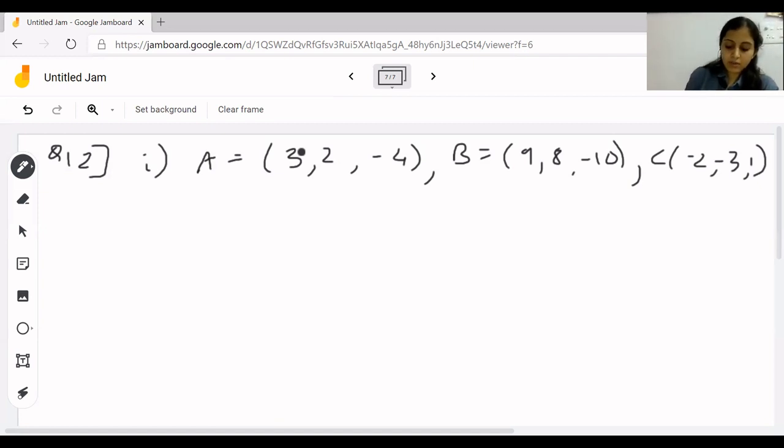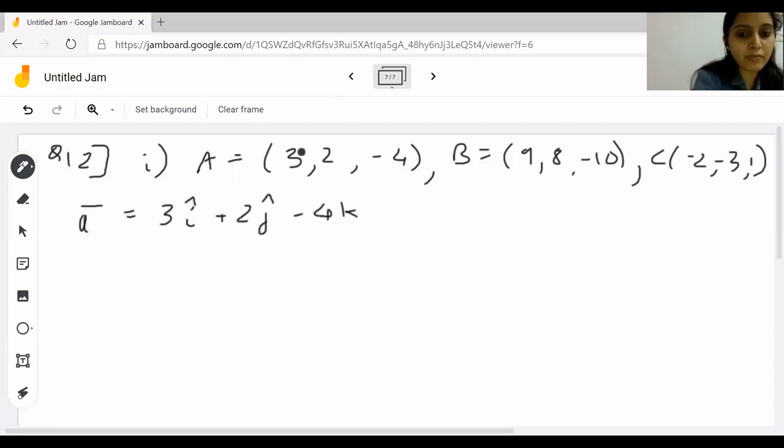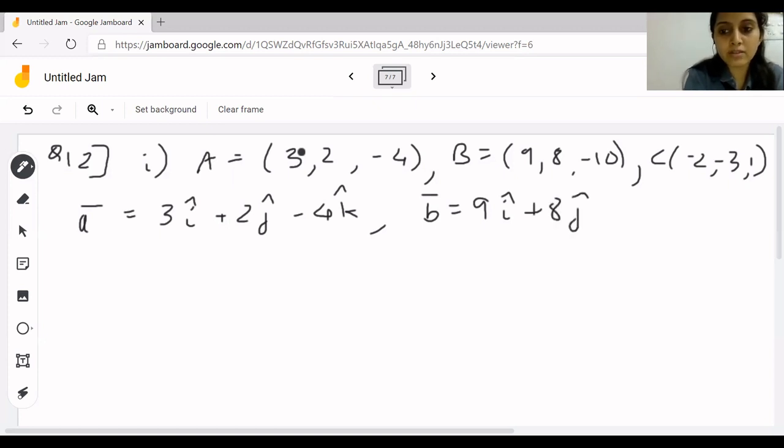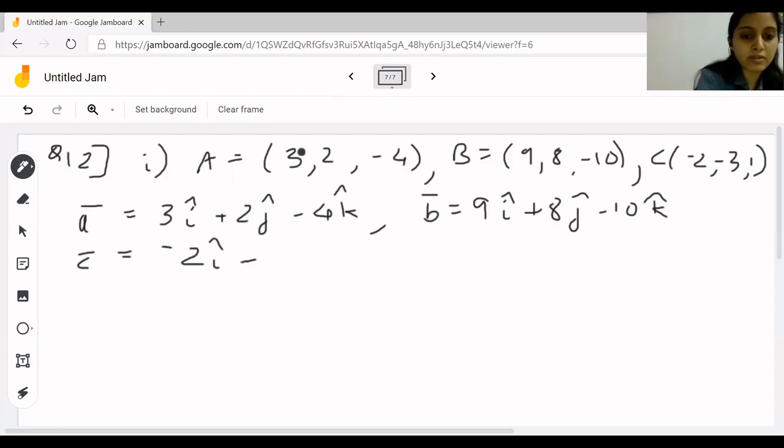So we'll say let A bar, B bar, and C bar be the position vectors of these points. So A bar is equal to 3i cap plus 2j cap minus 4k cap. B bar is equal to 9i cap plus 8j cap minus 10k cap, and C bar is equal to minus 2i cap minus 3j cap plus 1k cap. All these are expressed in terms of unit vectors.